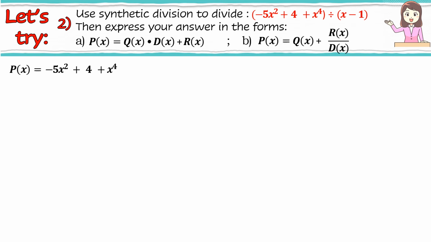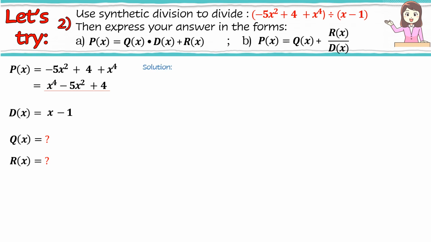Pero kung titingnan natin ang ating mga terms, hindi naka-arrange from highest exponent down to the constant ang terms. So, we still have to write it in the proper way of writing polynomial. So, that will give us x to the fourth minus 5x squared plus 4. Okay, and then our d of x is x minus 1. So, ang ating quotient ay unknown pa, ang ating remainder ay unknown pa. So, let's have our solution.